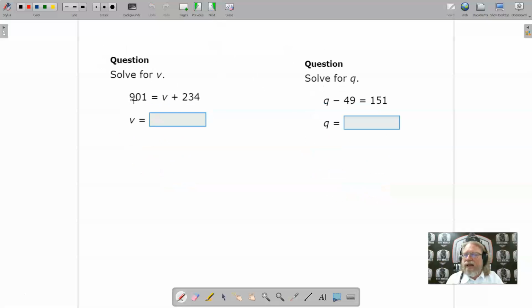Here we have 901 equals v plus 234. So rewrite the problem: 901 equals v plus 234. The 234 is tied to the v through addition. The opposite operation of addition is subtraction, and we're going to subtract the very number we wish to get rid of, which is 234. What we do to one side, we are going to do to the other. All right, so let's see what happens here. The 234s will cancel each other, leaving me with just v on the right.